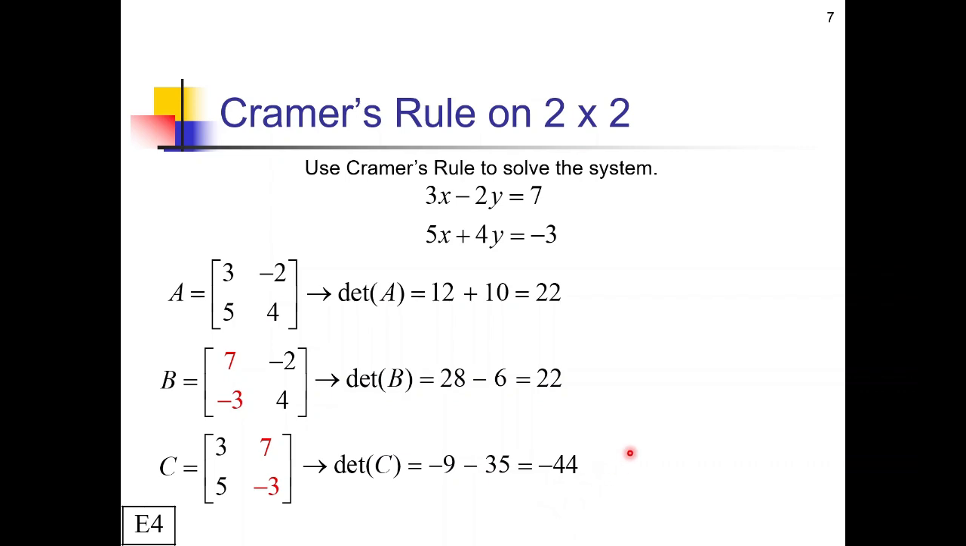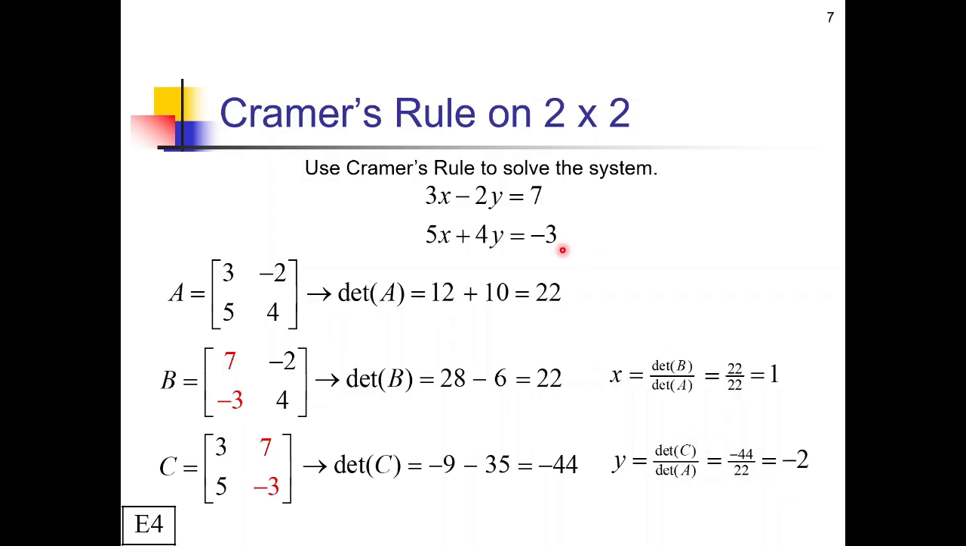All right, so to find the X and the Y values, we're going to do some determinant division. So for X, again, we're going to do the determinant of B over the determinant of A. So 22 over 22 gives us an x value of 1. And then for the y value, we'll do determinant of C over determinant of A. So negative 44 over 22, which comes out to negative 2.